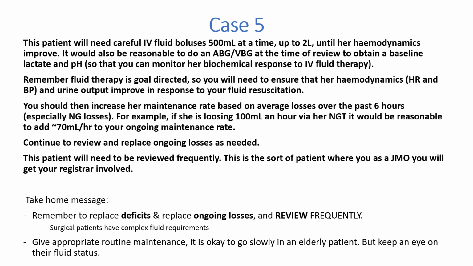Now, she's been getting fluid at 60 odd mL an hour, and you need to increase the maintenance rate as highlighted earlier, based on average losses over the past 4 to 6 hours, especially given that she's got high NG output. So if she's losing 100 mL per hour via her NG tube, I would think about adding probably half to 3/4 of this to the ongoing maintenance rate.